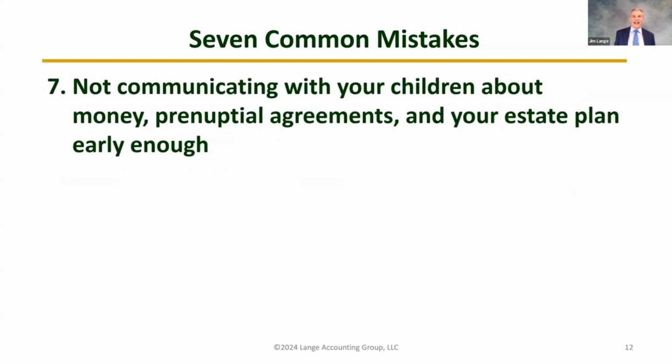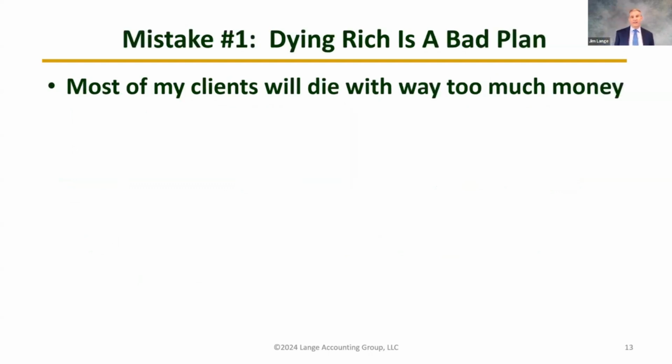And the last mistake, and actually I've had this for a while, but it was just recently publicized because Warren Buffett said it was a good idea to talk to your kids about your will: not communicating with your children about money, prenuptials, and your estate plan and your will, we think is another big mistake. All right, so that's the capsule summary. So now I'm going to go into each one to the extent that I have time.